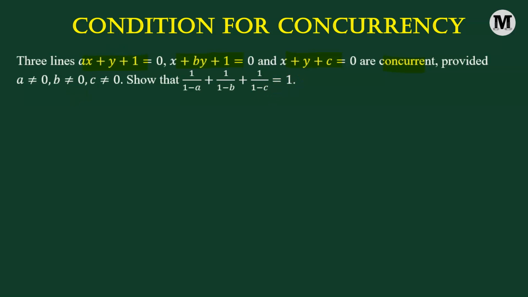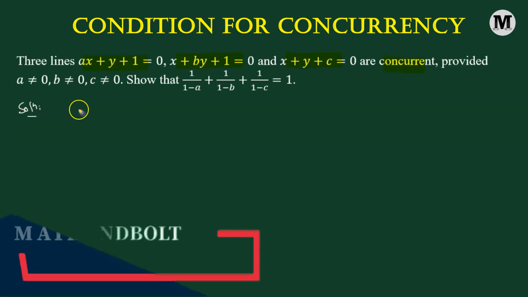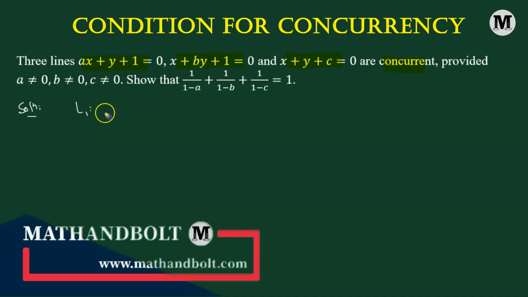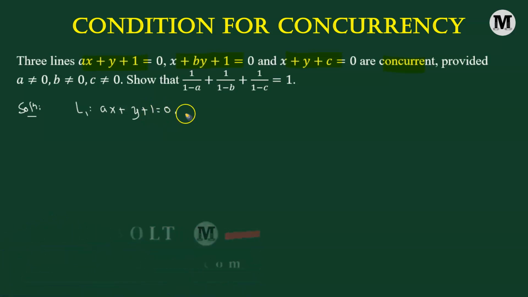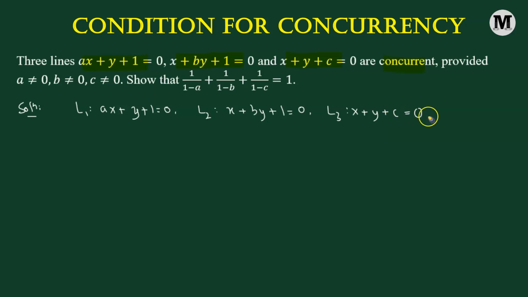Okay, let us begin. So we'll start with the three equations of the lines. Here we'll suppose that the line L1 is represented by the equation ax plus y plus 1 equals 0. Then we have the second line L2, which is given by x plus by plus 1 equals 0. And then we have the third line L3, given by x plus y plus c equals 0. Now it's given that these three lines are concurrent.